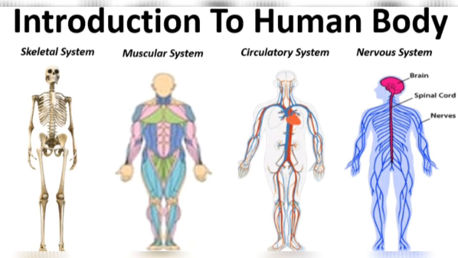So let's start. We will start with the introduction to the human body. The human body is mainly made up of 4 systems: skeletal system, muscular system, circulatory system and nervous system. In this video we will talk only about the skeletal system, not about the muscular, circulatory and nervous systems. I will make other videos for these topics.